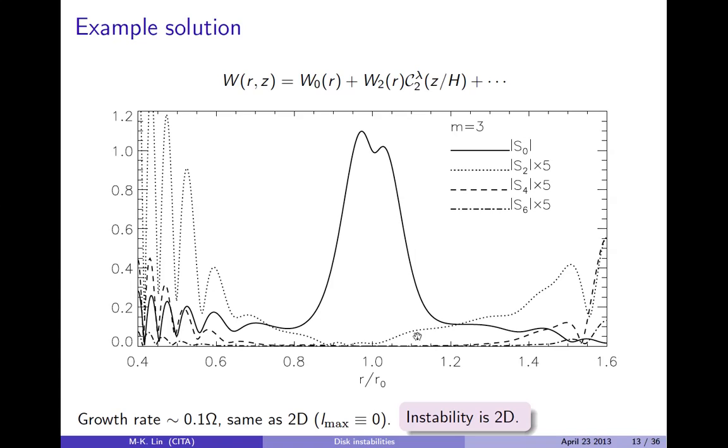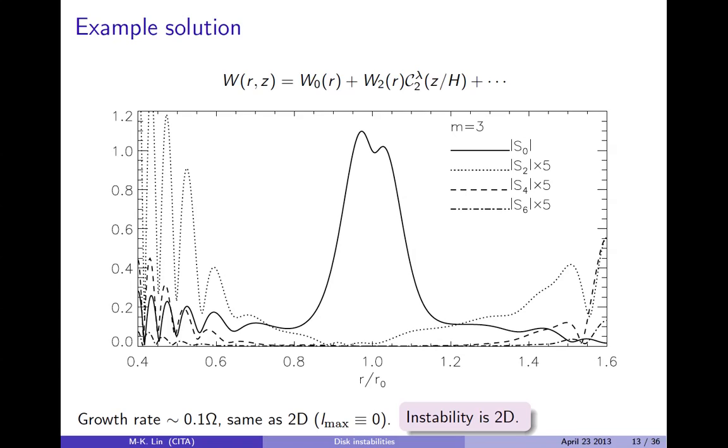And in the so-called co-rotation region that's around unit radius, the solid line is much bigger than the dotted line. So the W0 component is much bigger than the W2 component. What that means is the instability is predominantly two-dimensional. So if you're only interested in the growth rate of this instability, then you can get a pretty accurate answer by just doing a 2D calculation.